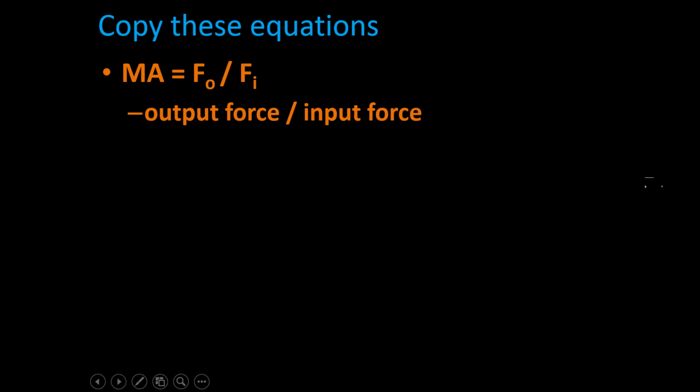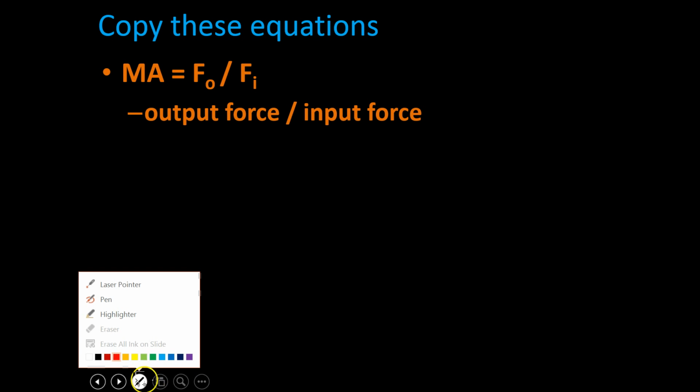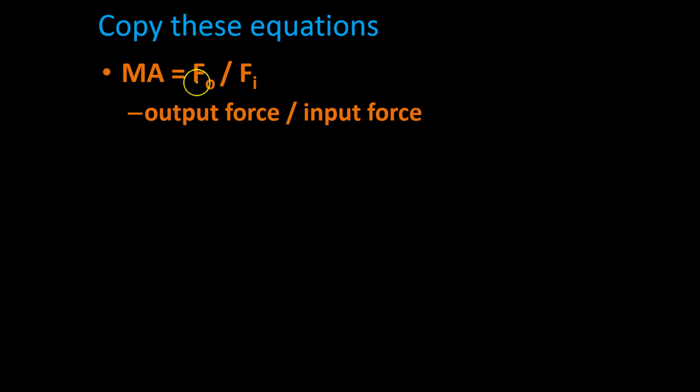The first equation is MA equals FO divided by FI. FO divided by FI stands for output force divided by input force. Just a note here. Why do we write it like this? This is written as force because that's what you're actually measuring, but we have a subscript to tell you what kind of force. In this case, it's the output. So you see capital F subscript O, or for this one, capital F for force, I for input.